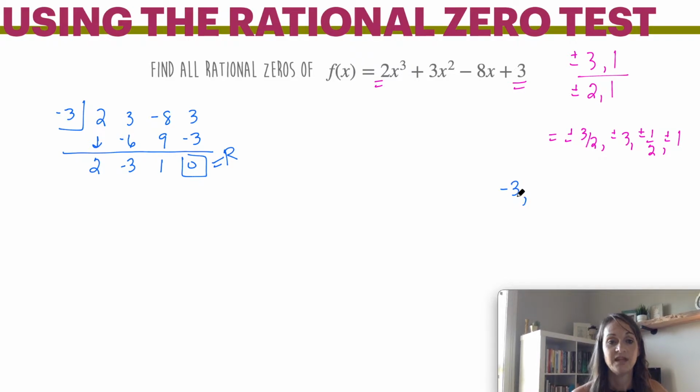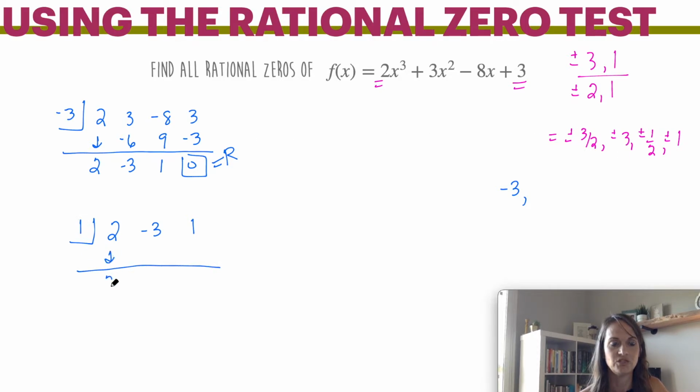our zeros. Now, the next thing is we need to figure out, could there be any more? Well, you could either go back to the original numbers, but since we got a remainder of 0, we can actually take our answer, the coefficients of our answer, and actually use that in synthetic division. So we know negative 3 worked. We know that a positive 3 didn't work. So I'm going to try 1.